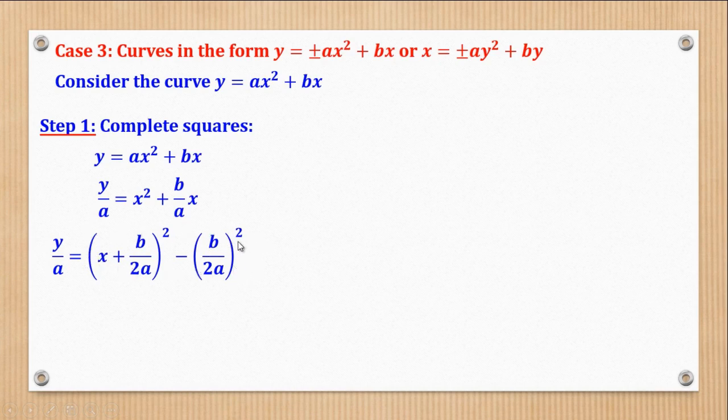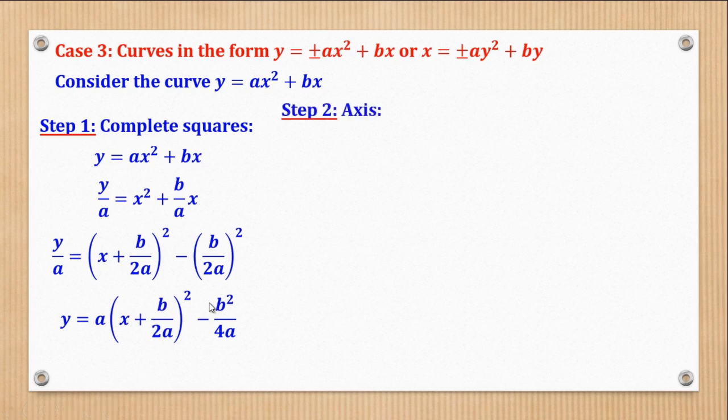Next will be simplifying. So when I simplify, bring this one this side, I'll come up with y equal to a in brackets x plus b over 2a squared minus b squared over 4a. So in that case, I've completed squares, and the next step is to get the axis. For the axis, we have to equate the squared term to 0. So we equate the whole of this to 0. We shall come up with this step, and in the end, we shall get x equal to negative b over 2a. So this will be the line of axis about which the curve is symmetrical.